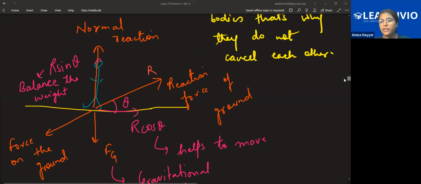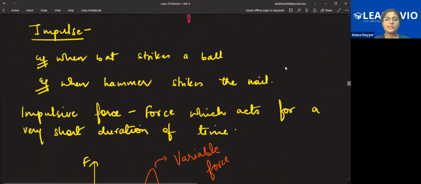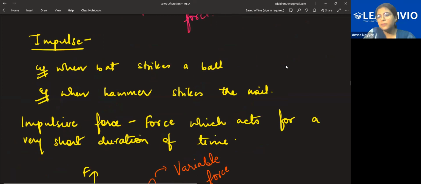Okay, if you've completed, let us start with impulse now. What is impulse? Impulse is also force only. Whenever we are talking about impulse, it is also a force. It's just that this is the force which acts for a very short duration of time.